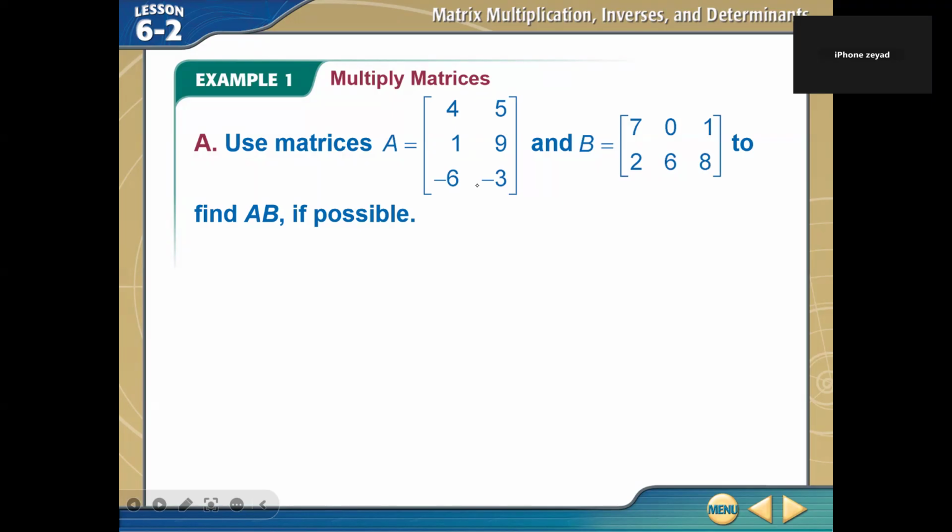So we have now two matrices. Matrix A is 1, 2, 3, 1, 2, so 3 times 2, and this is the order of the matrix. Matrix B is 1, 2, 1, 2, 3, so it's 2 times 3. So we need now to multiply. First, we need to multiply A times B, or AB.